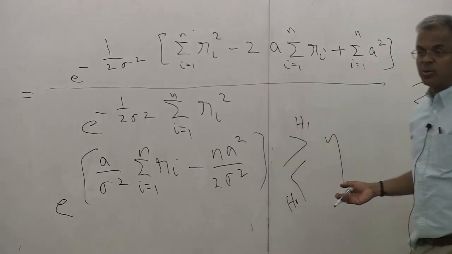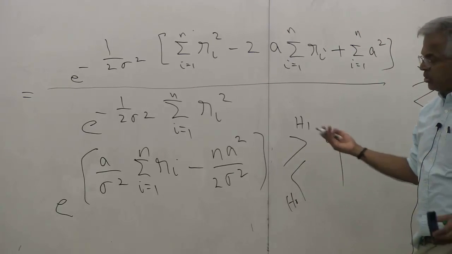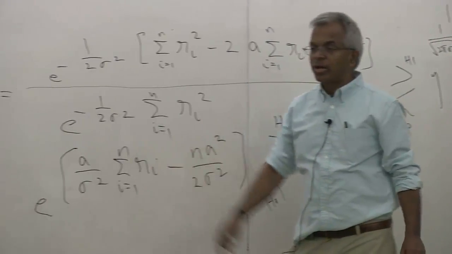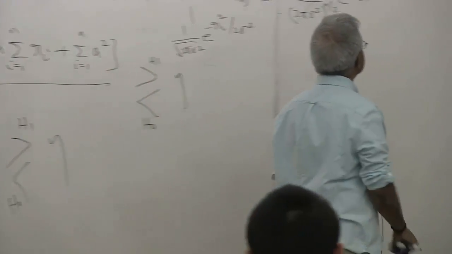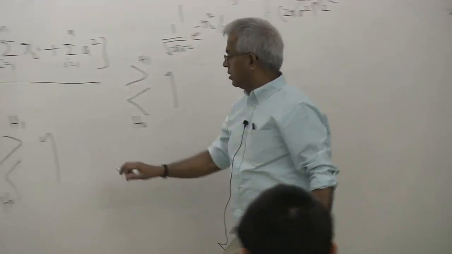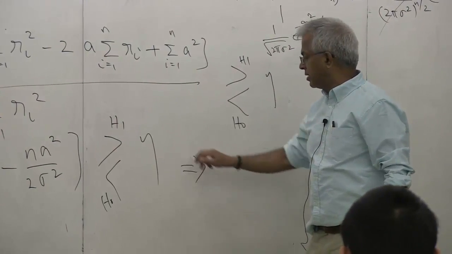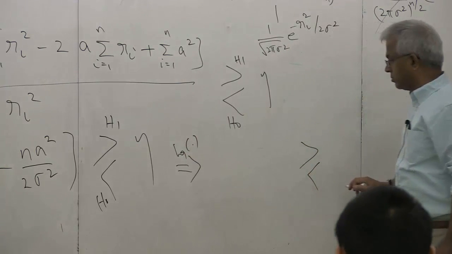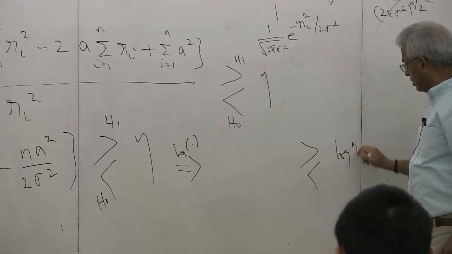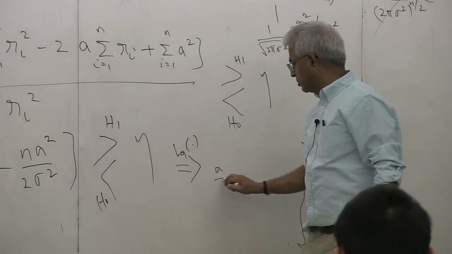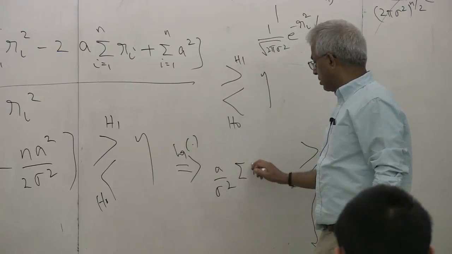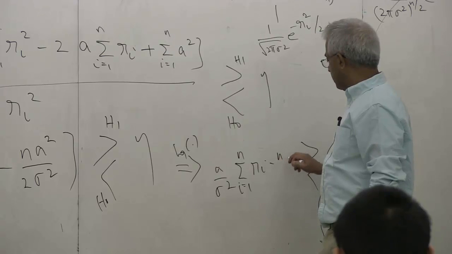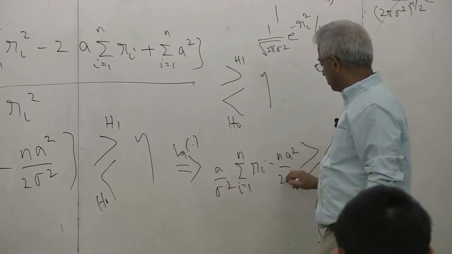You see, now you can see why the log likelihood is better, because the exponential is sitting there. If you take the logarithm on both sides, we get rid of the nonlinearity. So let me take the logarithm on both sides. You get something less than or equal to log eta, and on this side you get a over sigma squared, summation R_i, i equal to 1 through n, minus n a squared over 2 sigma squared.